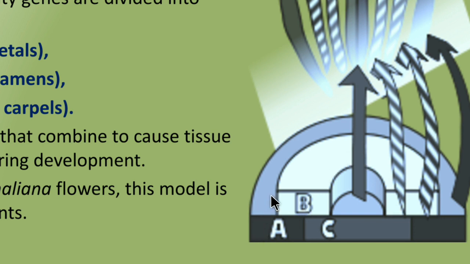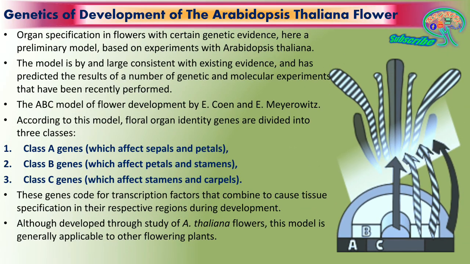Now here, this is how there will be the influence of the class A, class B and class C genes on organ identity. So here, as we have discussed, class A genes affect the development of the sepals and the petals, and class B genes affect the petals and the stamens. Now here you can see in the class A and class B, the common is the petals. So the influence of both class A and class B genes is going to be on the petals, that is the second whorl from the outermost.